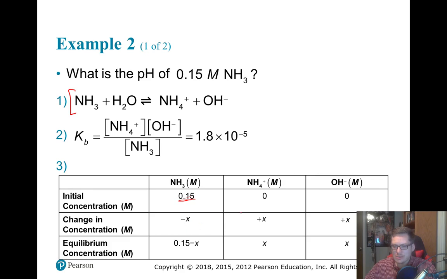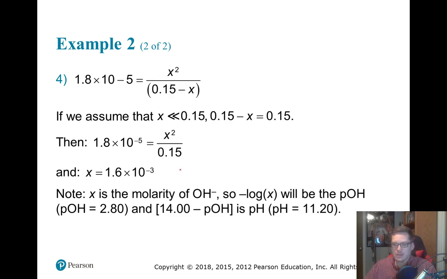This would go down by some amount, up by some amount. 0.15 minus x, and then this is our base dissociation. We can just plug these guys in. So this would become x squared over 0.15 minus x, and this is equal to 1.8 times 10 to the minus 5th. Now the nice thing is that this should be an exponent, times 10 to the minus 5th. So we'll put a little exponent symbol.